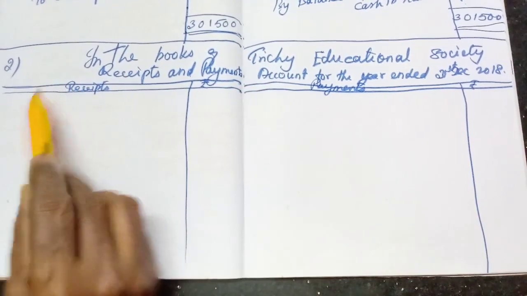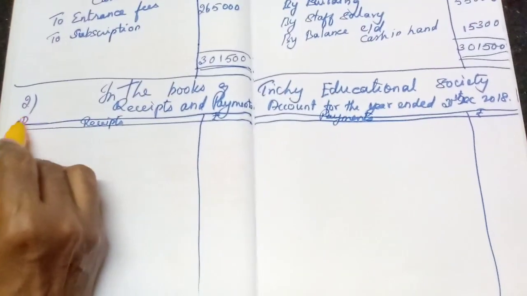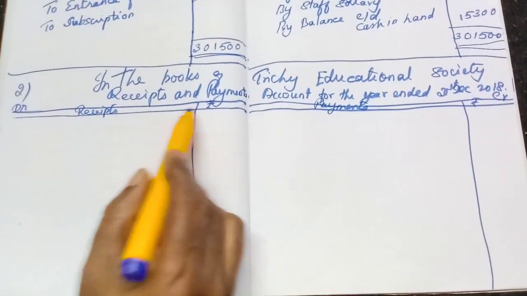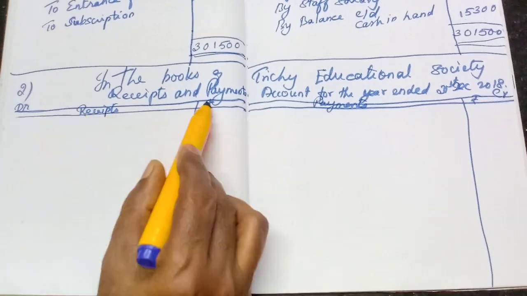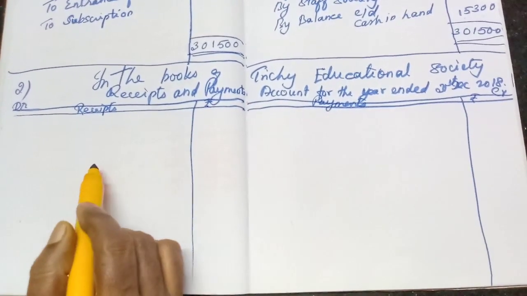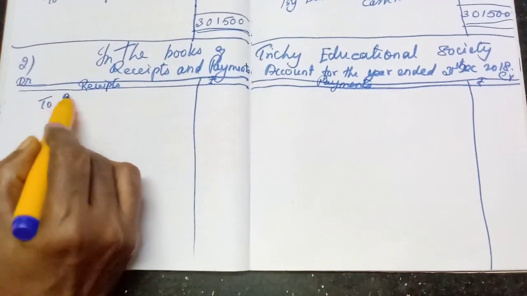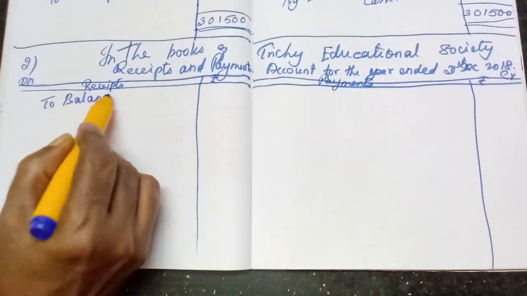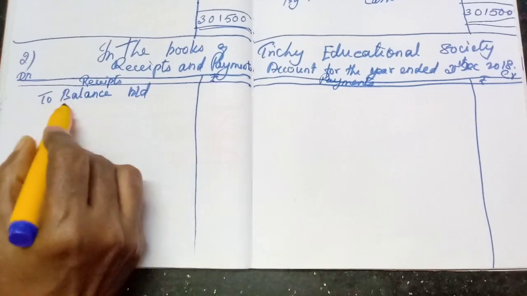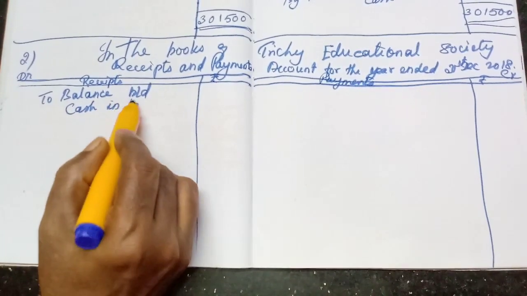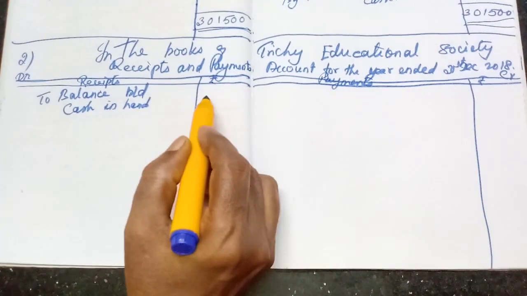First write the number, second illustration. Then in the books of Trichy Educational Society, receipts and payments account for the year ended 31st December 2018. Write in 2 lines. Include both the pages. Then write here debtor, then at the right hand side corner creditor. Then draw columns. Then write receipts rupees, payments rupees. Now we start with the first one. Opening cash balance, how we have to write? To balance brought down, cash in hand, 20,000.